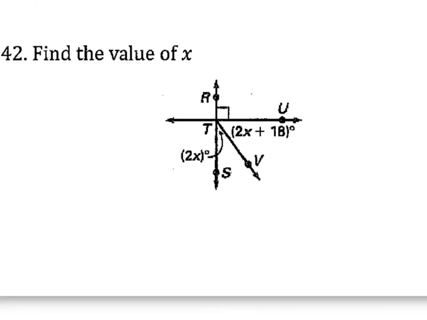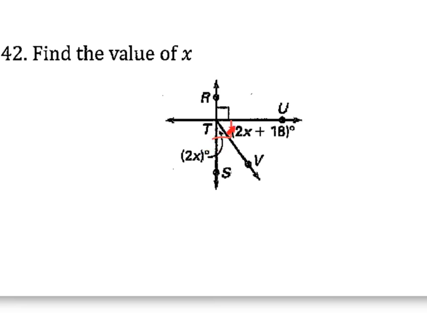All right, kids, in number 42 here, we want to find the value of x. This is 2x. This one's 2x plus 18. Notice this right angle here. These lines are perpendicular, which means this whole thing is also a right angle. So if you took these two angles and added them together, they probably equal 90 degrees.